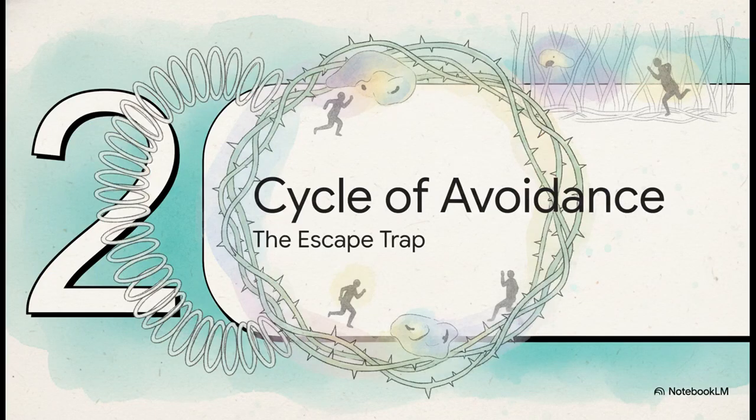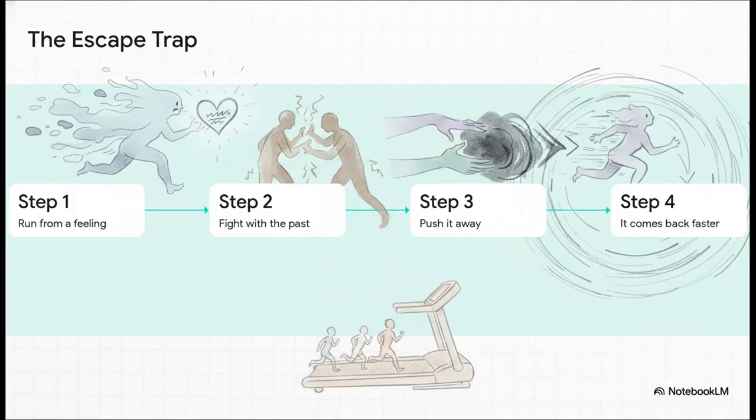Moving right along to Section 2, the cycle of avoidance, or as I like to call it, the escape trap. So, once we realize these threats are internal, human nature kicks in, and we naturally try to get away. We can actually map out this cyclical behavioral trap directly from the text. First, you run from a feeling. Then, you fight with the past. You try to push it all away. And the inevitable result? Well, the harder you push it, the faster it comes back.